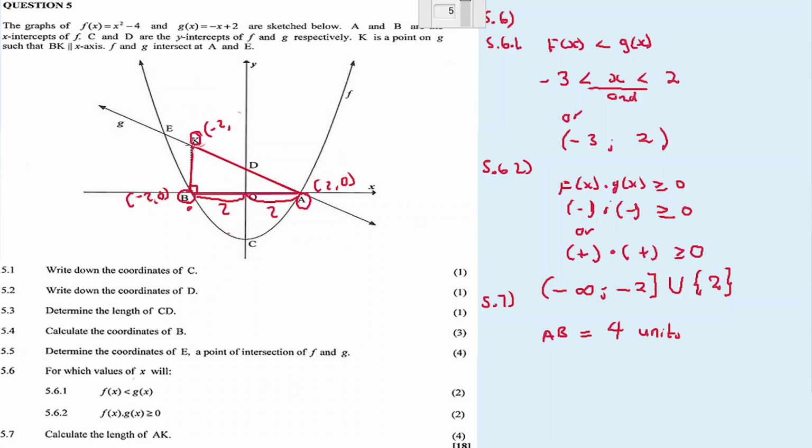So the point K lies on the straight line. In order to find the y coordinate, you substitute this x coordinate into the equation of g of x. So now substitute minus 2 into g of x: the y is equal to minus 2 plus 2, which is positive 2, it's 4. So it means that BK is equal to 4 units now.